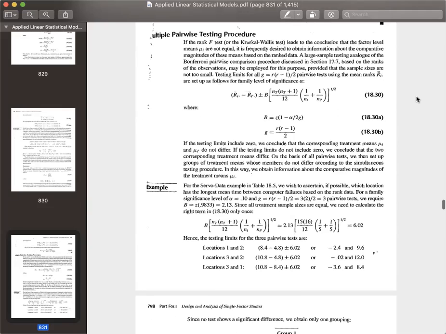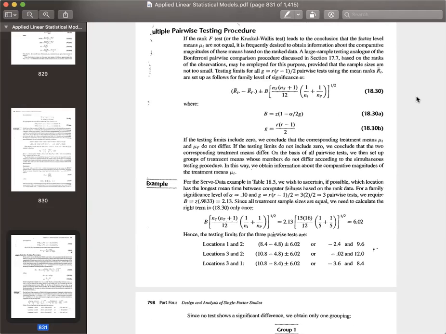The multiple pairwise testing procedure. If the rank F test or the Kruskal-Wallis test leads to the conclusion that the factor level means mu i are not equal, it is frequently desired to obtain information about the comparative magnitudes of these means based on the rank data. A large sample testing analog of the Bonferroni pairwise comparison procedure discussed in 17.7, based on the ranks for the observations, may be employed for this purpose, provided that the sample sizes are not too small.